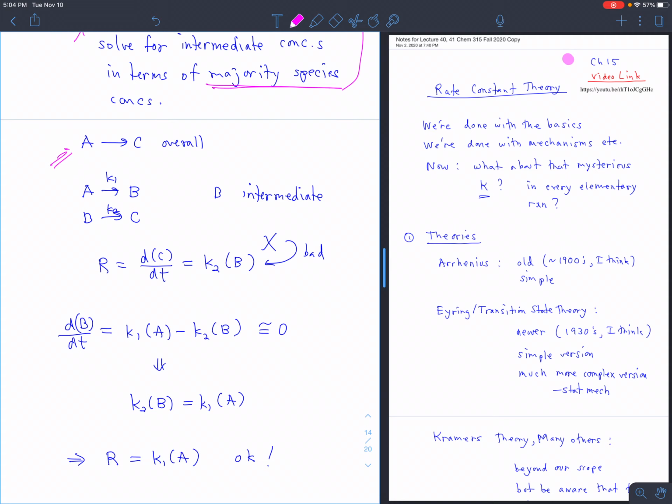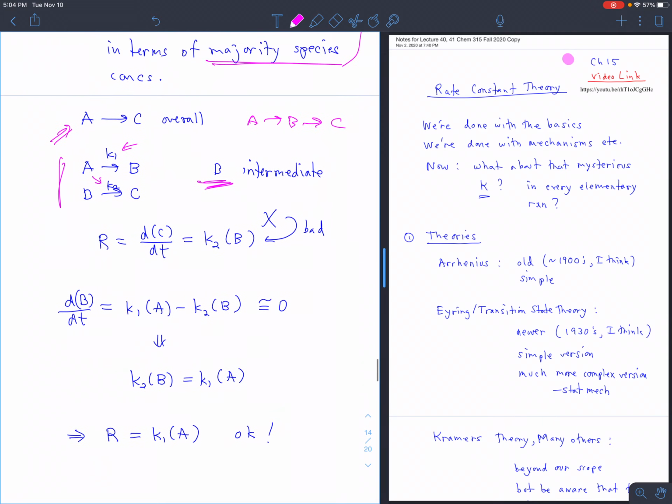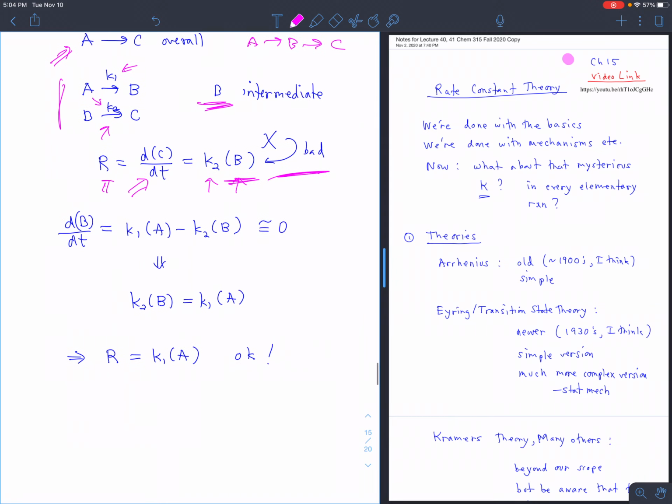The overall reaction is A goes to C. Our mechanism is our simple sequential mechanism: A goes to B goes to C as above, with K1 and K2 here. And B is the intermediate, as I pointed out earlier. The rate of change for C, that is the rate of reaction of the production of product, by this mechanism would just be K2 times B. But B is an intermediate, so this is a bad rate law, not a very useful rate law.